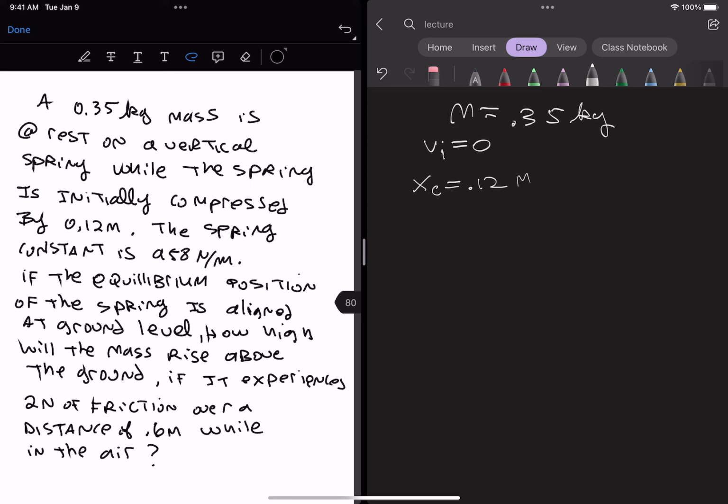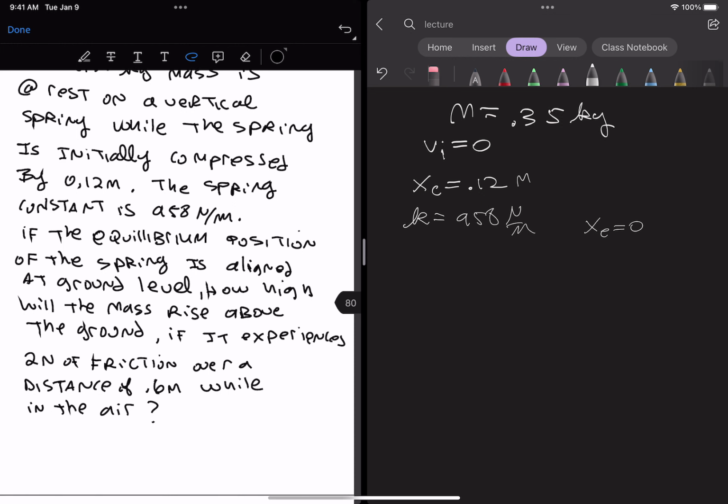And the stiffness of the spring is 958. So the stiffness is equal to 958 newtons per meter. And if the equilibrium position of the spring is aligned with the ground level, we're going to assume that x equilibrium is going to be at 0 at ground level. So if the equilibrium position of the spring is aligned at ground level, how high will the mass rise? So we're trying to find a final height. Once you release the spring and it's going to fly up in the air, how high will the mass rise?